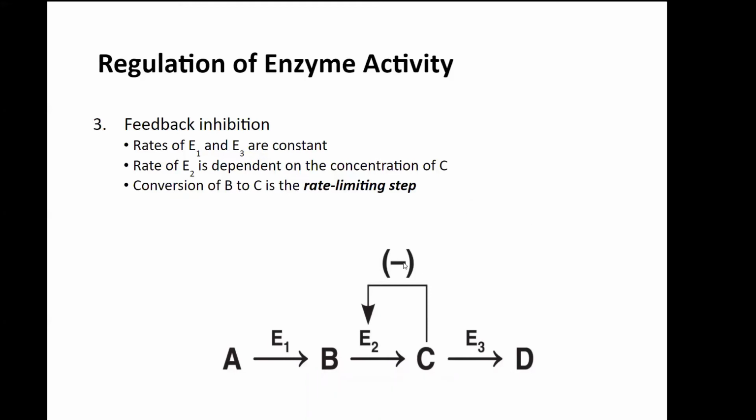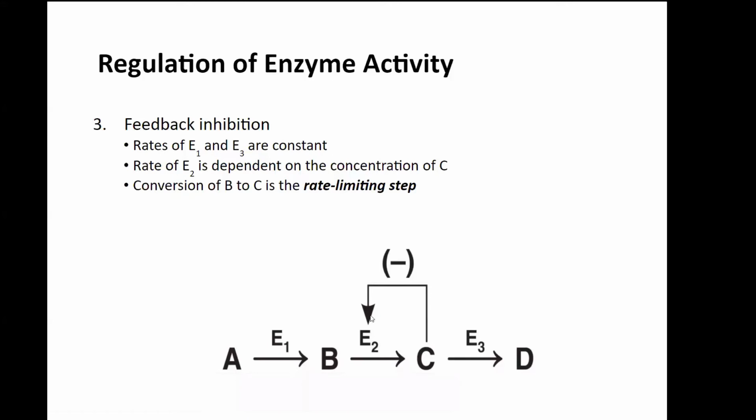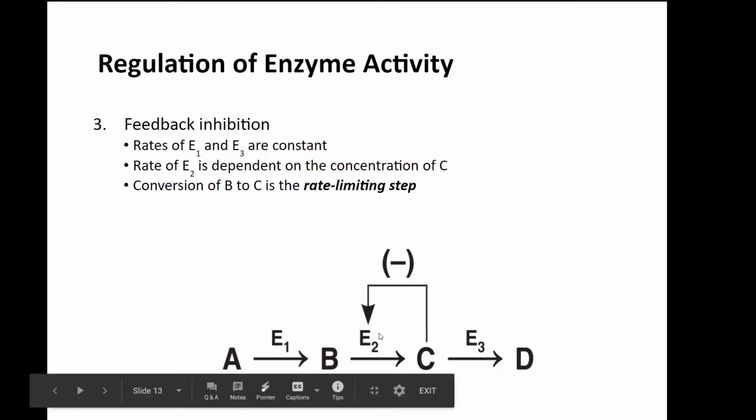So what we're looking at here, we're seeing that E1 and E3 have these specific rates, but the rate of this middle step, the rate of turning B into C, is dependent on how much of this molecule C we have. And the reason for that is that we have this negative feedback loop from C, where C inhibits this enzyme E2. So it basically goes backwards and it slows down this enzyme. So it's making this enzyme have less affinity for substrate B, for example. So it's slowing down this reaction.